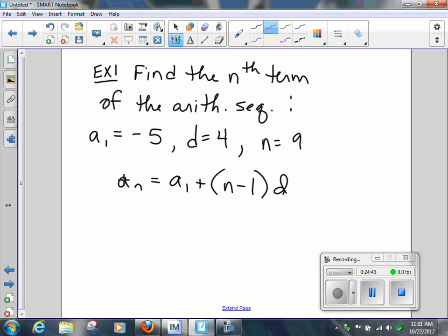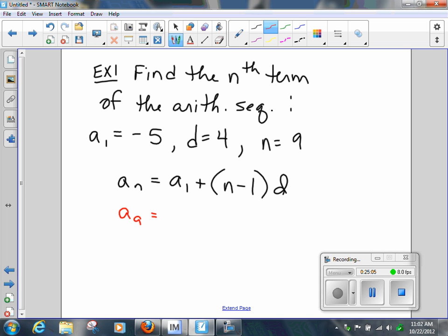Write the formula every time. The more you write it, the faster you will remember it. Which term are we finding? We're finding the 9th term, aren't we? How do I know that? Because 9 is my n.